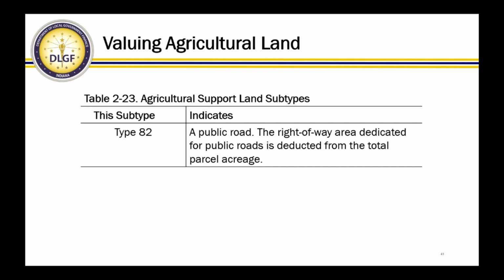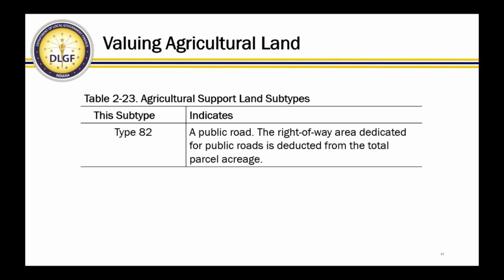Type 82 land is for a public road, and this is where the right-of-way area is dedicated for a public road, and it's deducted from the total parcel acreage. A key differentiation is: is the road dedicated? Is it a public road? In other words, is it maintained by the county or the town or the city, or is it a private road, and the taxpayer or the owner is responsible for the maintenance of that road?